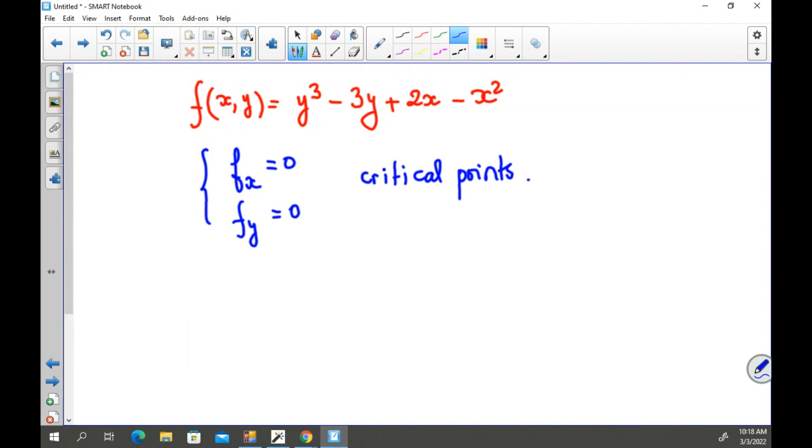So write fx and solve it equal to 0. fy equal to 0. Can you write? You did it? Finished? Okay, good.